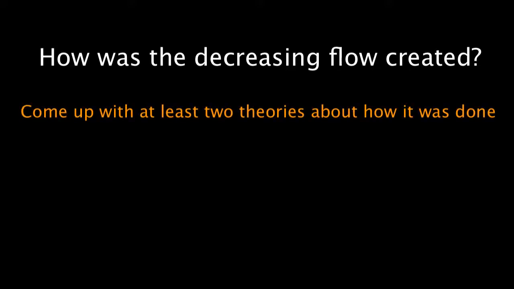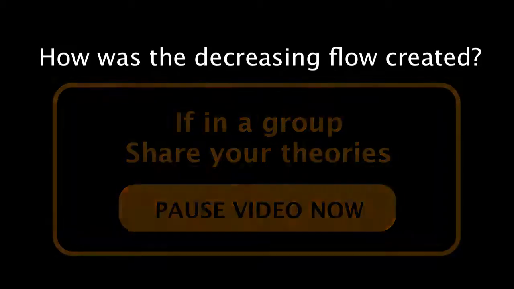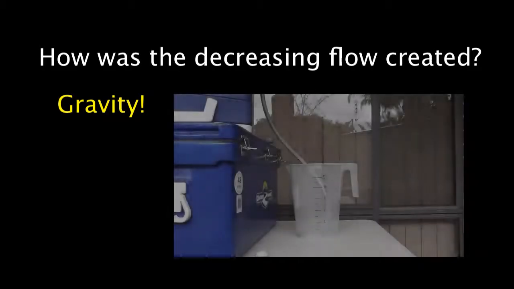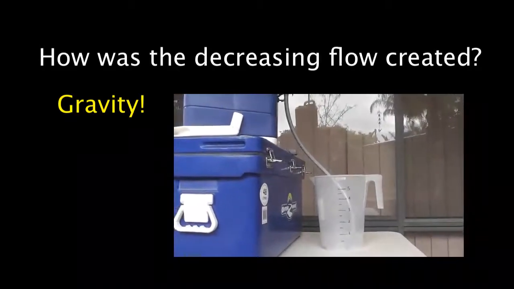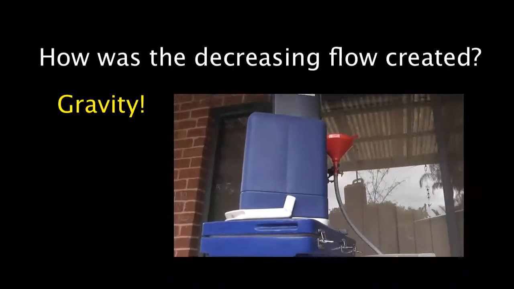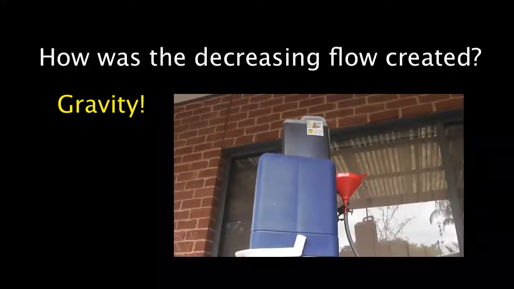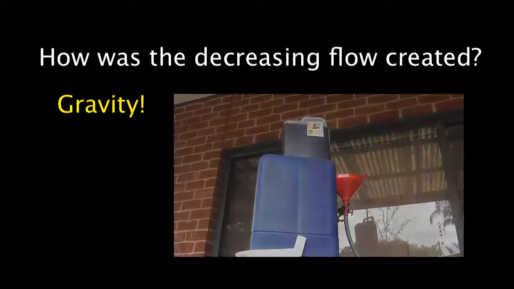Did you wonder how the decreasing rate of flow was created? Try to come up with at least 2 theories before I tell you how it was actually done. Gravity was the secret rate of flow decreaser. The weight of the head of water is continuously reducing, and as such, the rate of flow into the jug starts at some value and then continuously decreases.